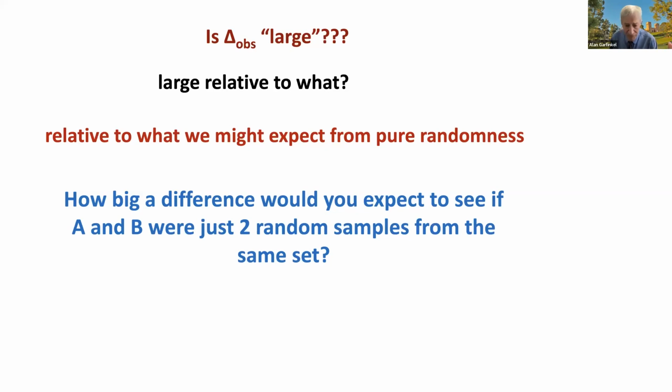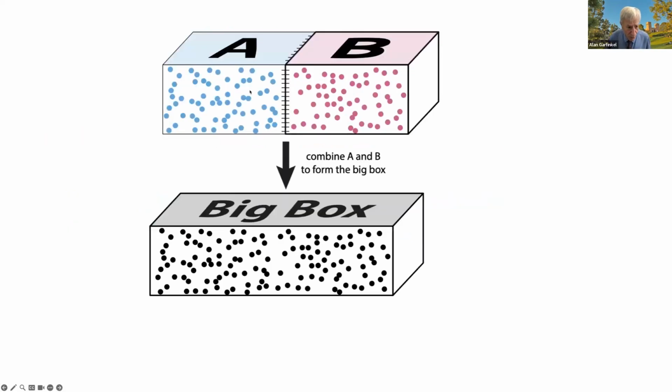And I'm not comfortable with that. I don't think that's good teaching. I don't think that's a good understanding. So how do we answer the question? How big a difference would you expect? We take group A and group B, and we combine them into a big box, forgetting where they came from. So now we just have a big pile of data.